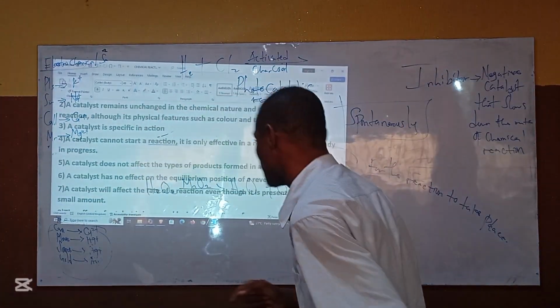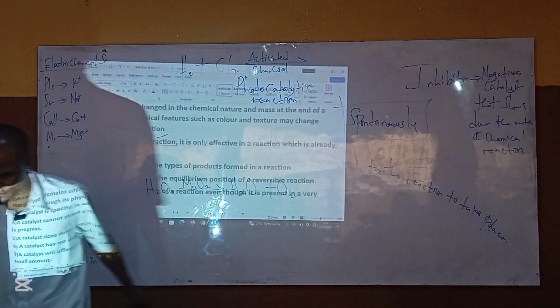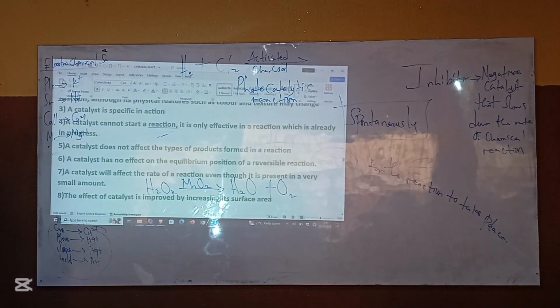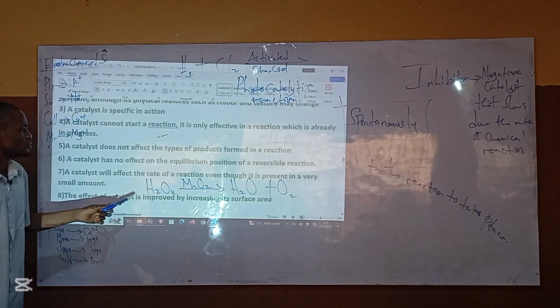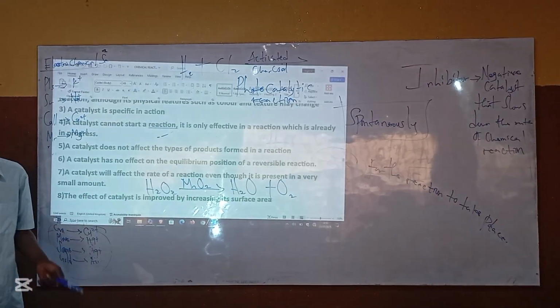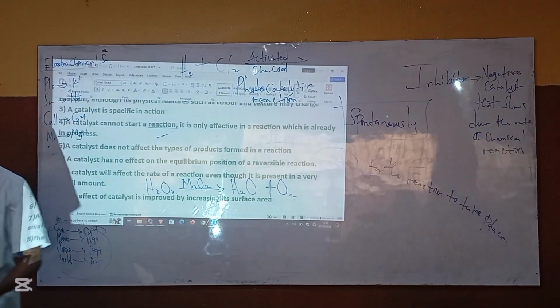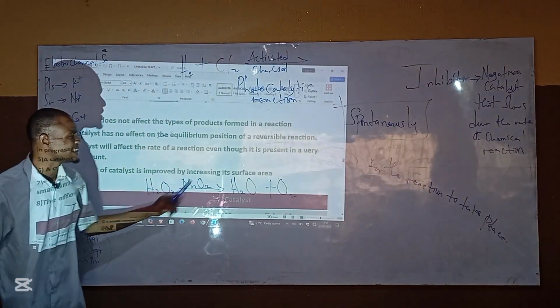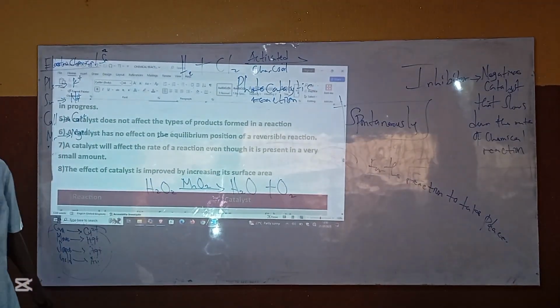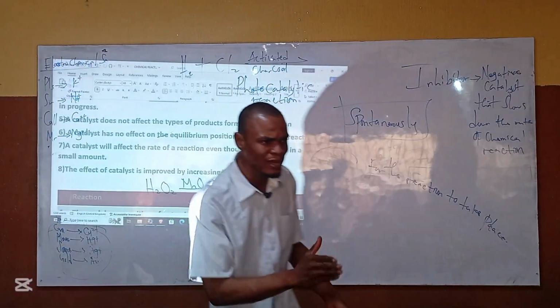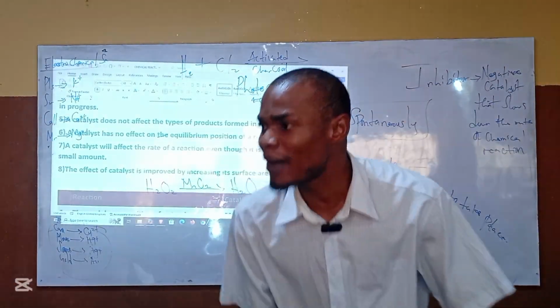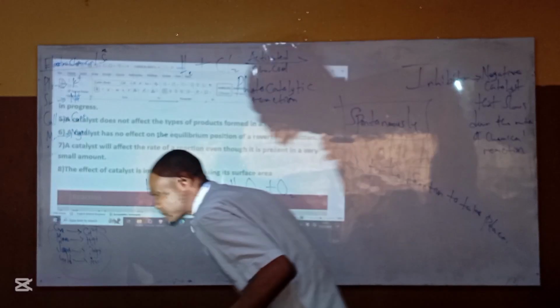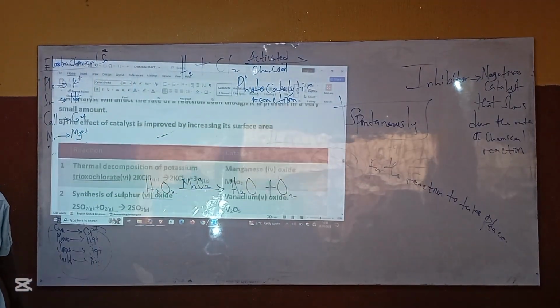We will soon get to that topic. Let's go on now. A catalyst is present in a very small amount and changes the speed of a reaction. The effect of a catalyst is improved by increasing the surface area. How do you improve surface area? By grinding it into powder.